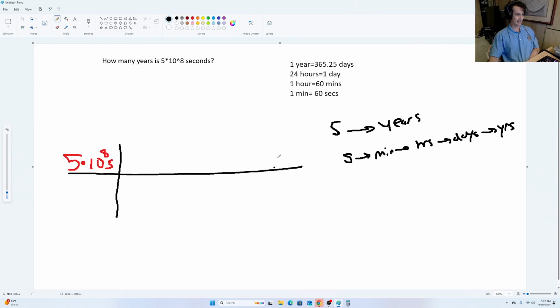Okay, so let's write this out. So we have seconds. I got to get rid of seconds. I better use this one down here. So it's going to be 1 minute per 60 seconds. Okay, fence post. This is good because seconds go bye-bye. Now we're in minutes, so I better use this next one. So 1 hour per 60 minutes. Again, this is nice because the minutes are going to go bye-bye.